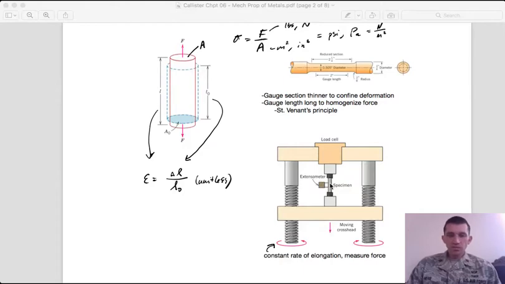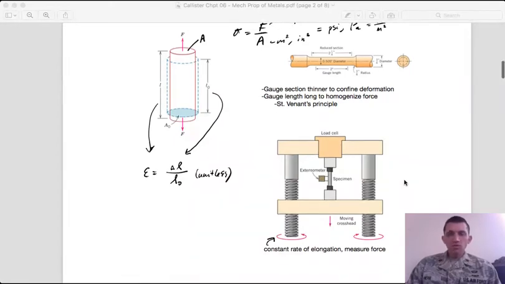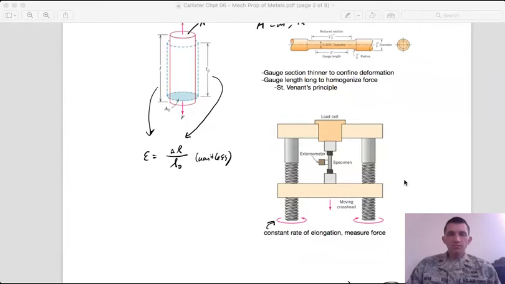St. Venant's principle holds that the force along the cross-section becomes more uniform. And so you want to make the gauge section of a reasonable length and then measure the strain towards the center of that, because then you'll be in a more uniform force scenario.